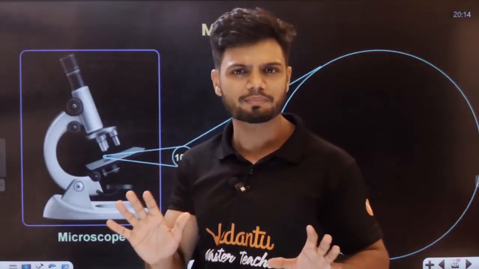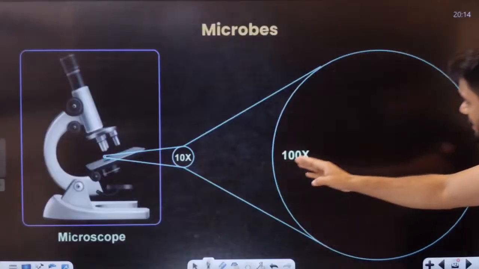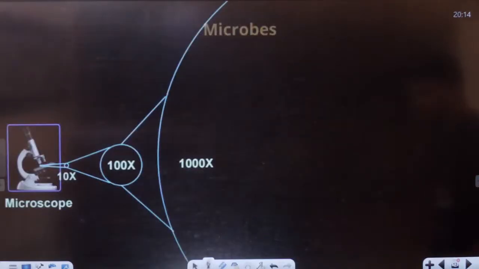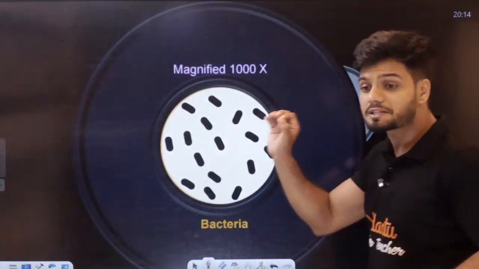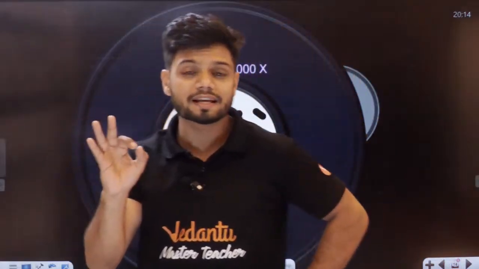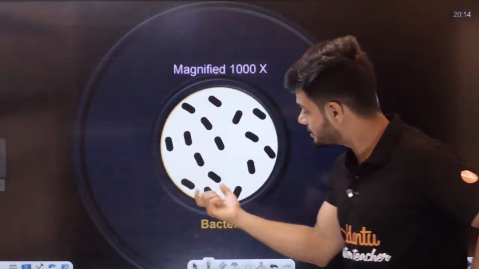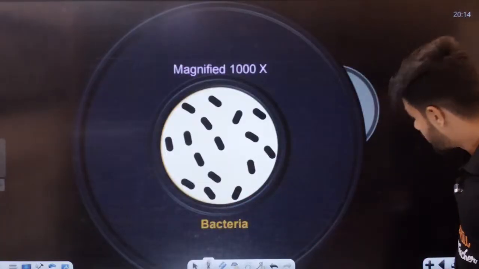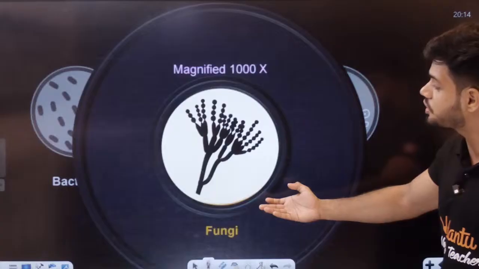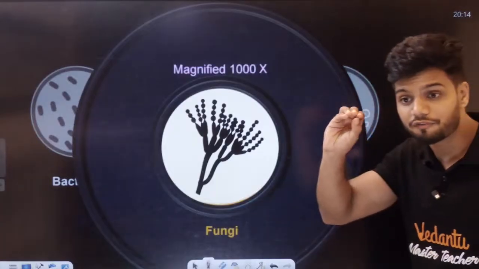At 10x it is very difficult to see microbes. Now let's take 100x. In 100x also you might not be able to see anything. In 1000x, yes, we can see, students. From 1000x magnification, we can see some bacteria here. Bacteria seen. Okay. Now if you go 1000x magnification again, we can see a little bit of fungus.